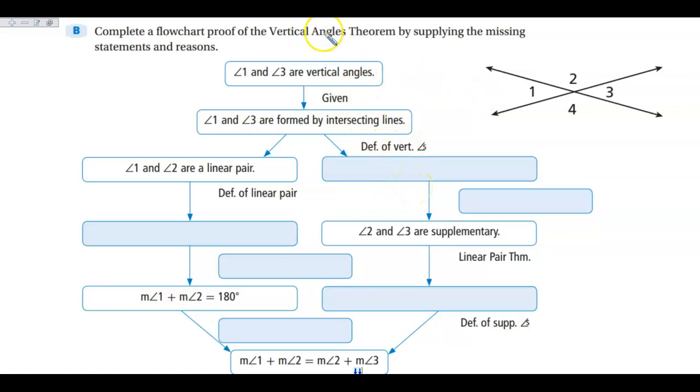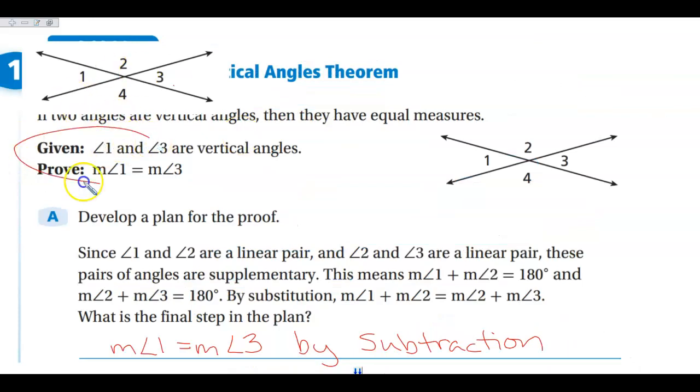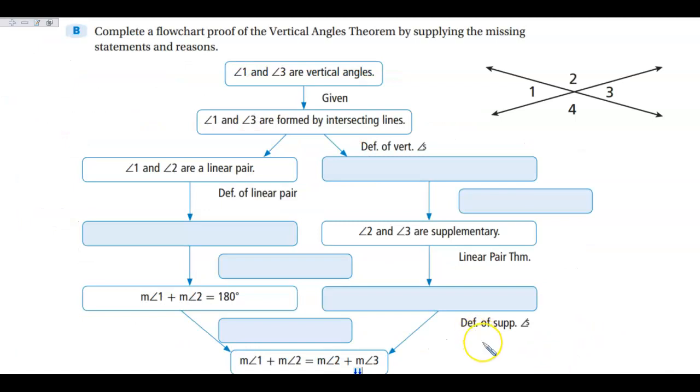So what I want you to notice here is our statements are inside the boxes, our reasons are underneath. So if we look, we are given that angles 1 and 3 are vertical angles. We are trying to prove that the measure of angle 1 is equal to the measure of angle 3. All right, this comes from the last page right here, where we have our given and our proof statements right here. Okay, yours are repeated on your notes on the same page, so you have that right there to look at.